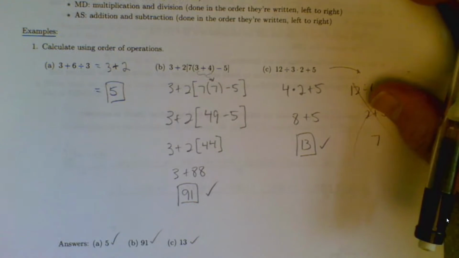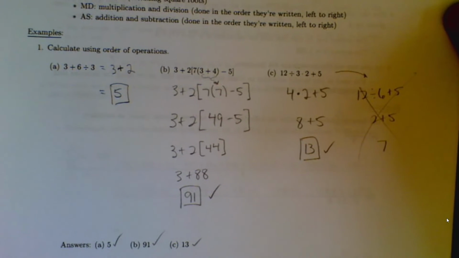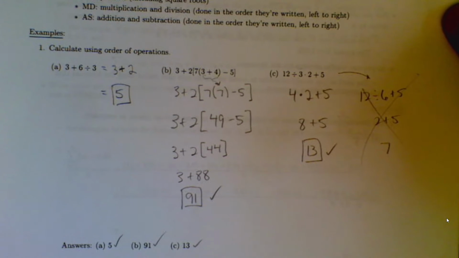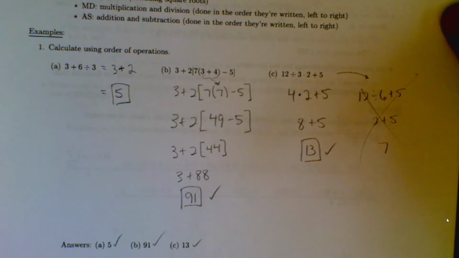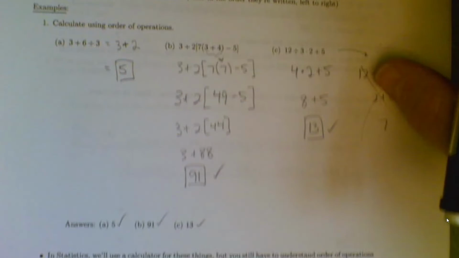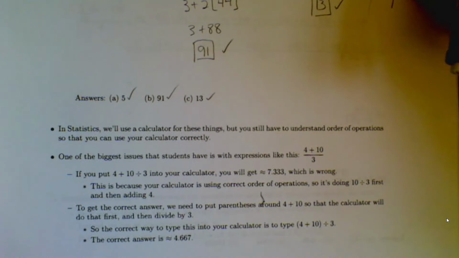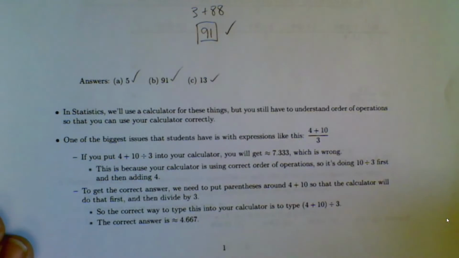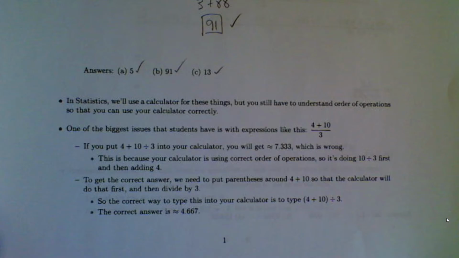All right. Now here's the deal. I'm not going to actually give you a ton of these kinds of problems to work out by hand. For the most part in statistics we're going to be using our calculator. But the reason that we review order of operations is so that you understand how to use your calculator properly, right? Because sometimes you're going to have to punch stuff into your calculator, and sometimes you need parentheses even where the expression may not have parentheses as it's written on the page. And this is to ensure that your calculator will do things in the correct order.